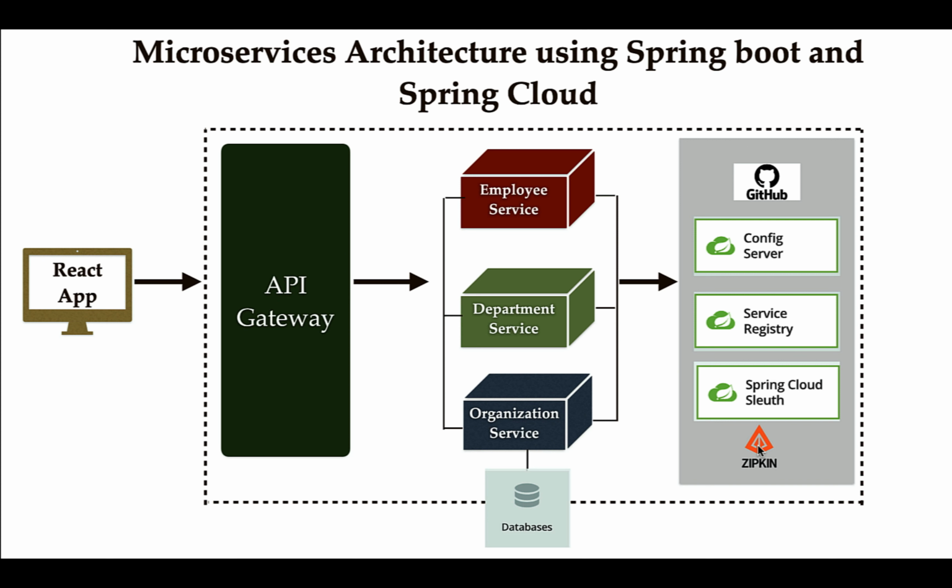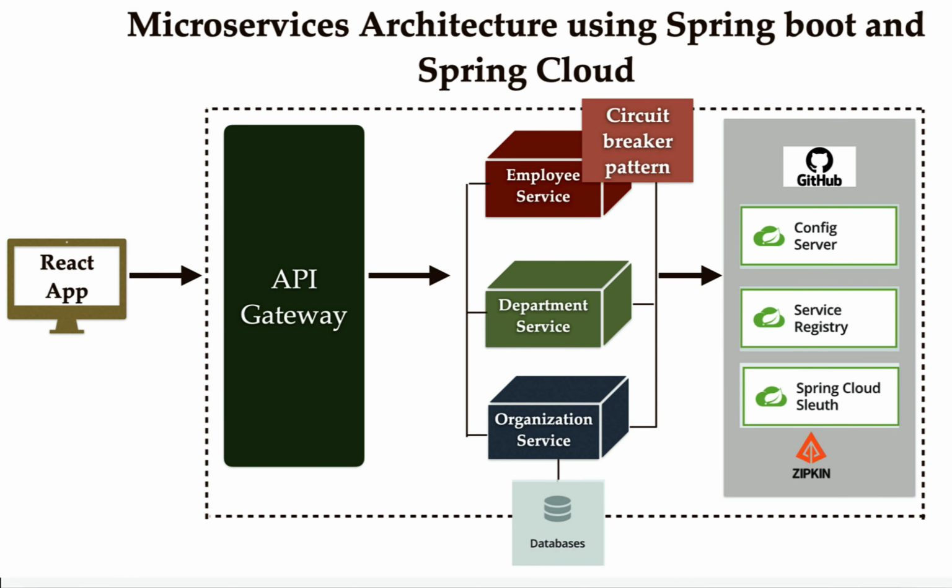Okay, so once we know how to implement distributed tracing using Spring Cloud Sleuth, next we are going to create a simple React application which will make a REST API call to backend microservices. Well, we are going to implement the circuit breaker pattern in the employee service because the employee service is internally calling the department service, and let's say due to some reason the department service is down, then the employee service won't get a response from the department service, isn't it?